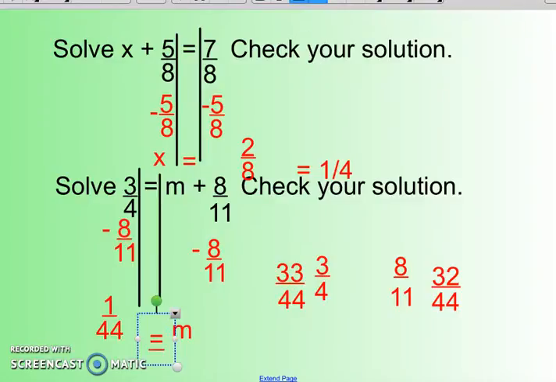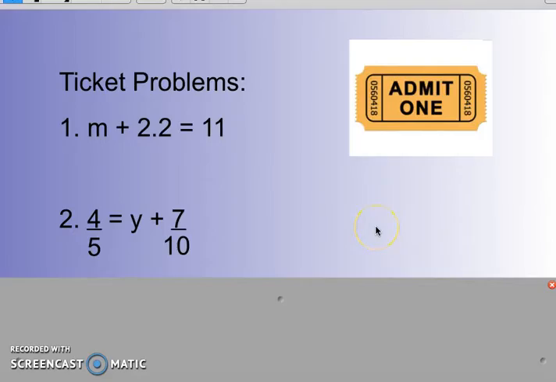At this time, what I would like you to do is do the following 2 problems for tomorrow.